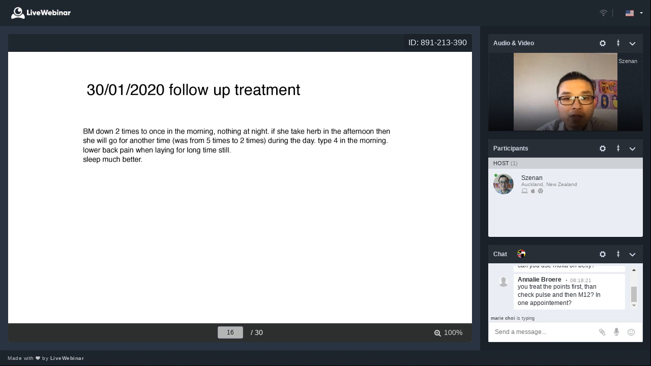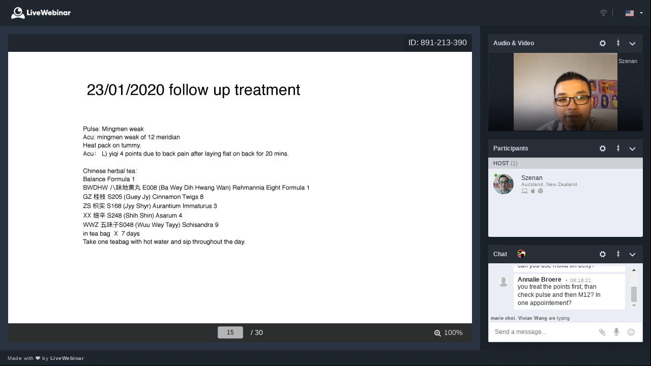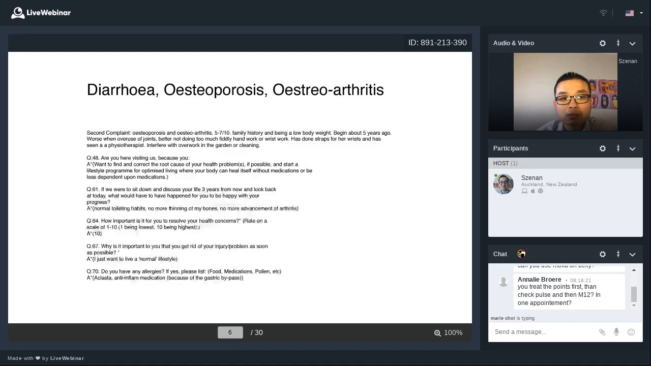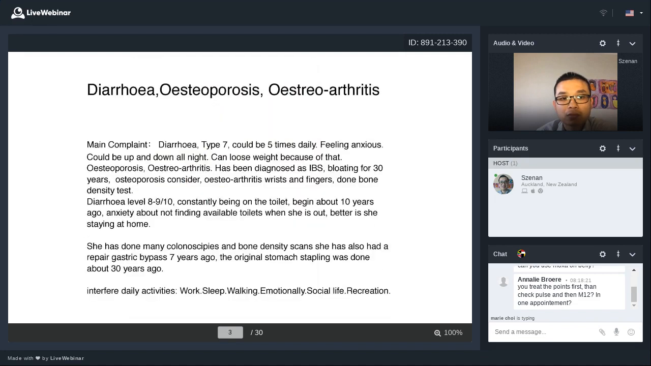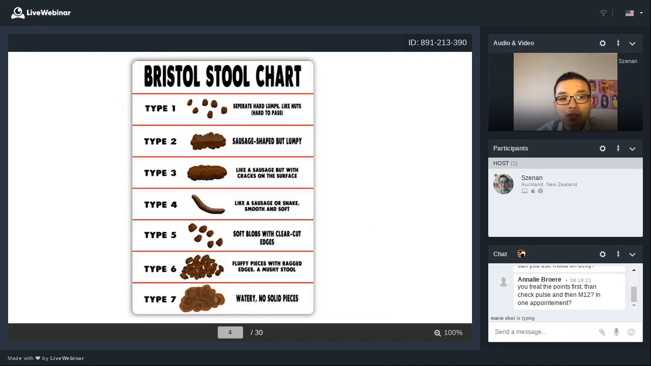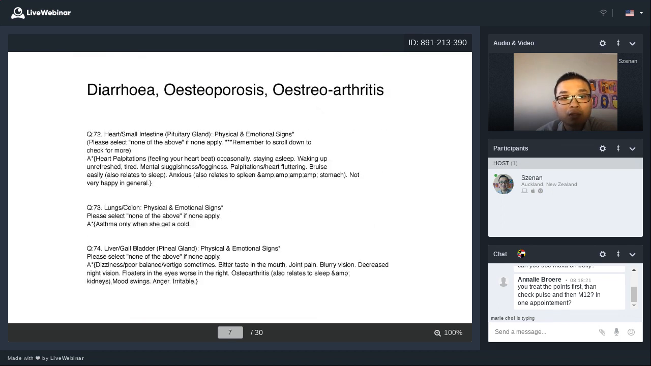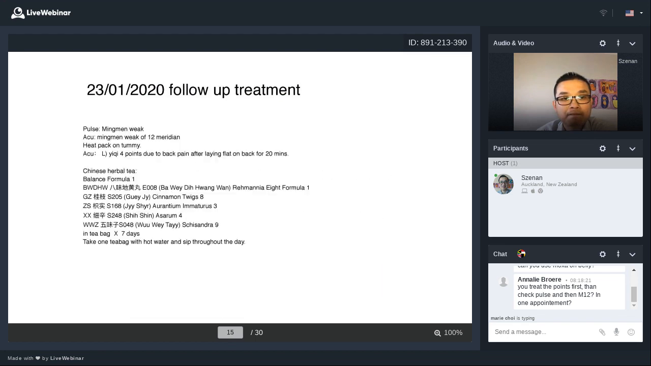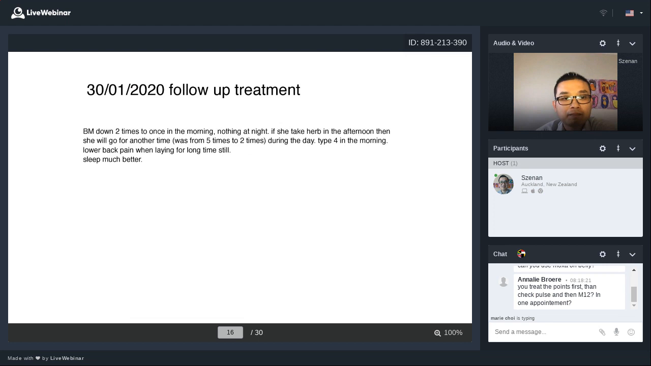Type 4 in the morning. So it was type 7, right? Now type 4. What is type 4? Let's see. This is type 4, which is normal. You see? That's good, right? Sleeping much better and low back pain still.